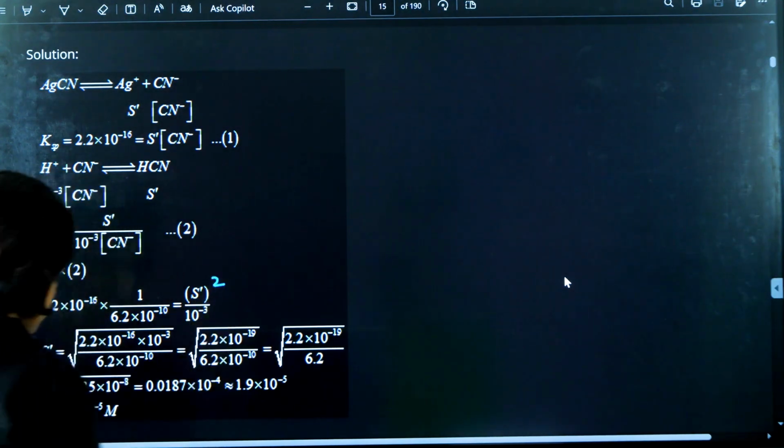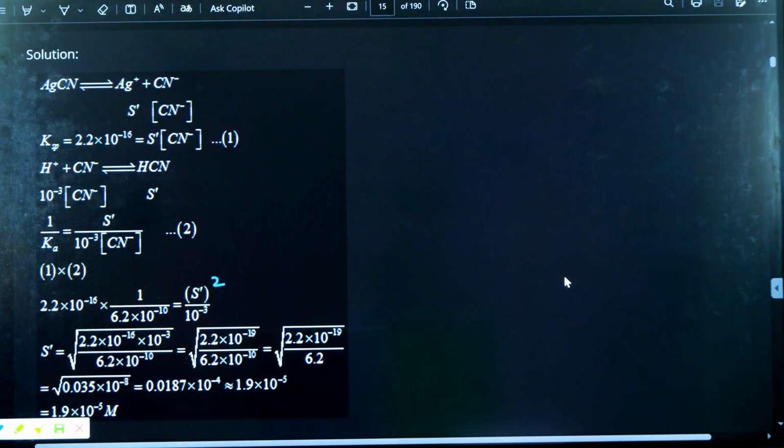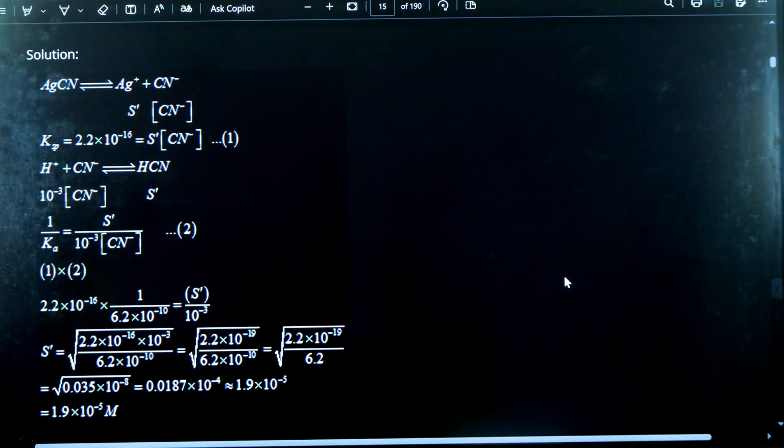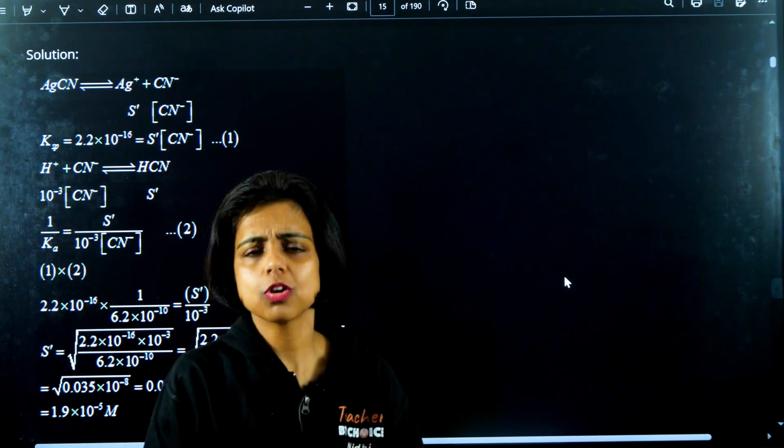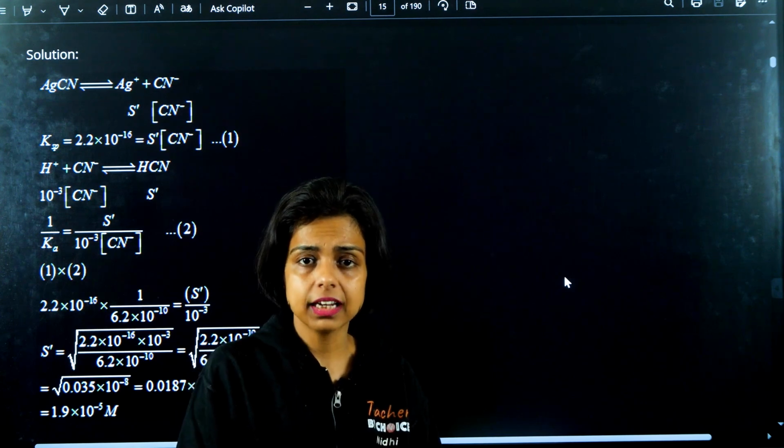It should be 2 here. Got it? Yes. So this is how we got our answer. I've told you how to check here if any kind of calculation mistake is there. So this kind of question, you might make some calculation mistake. If you're not able to solve this question in the paper, that is perfectly fine.